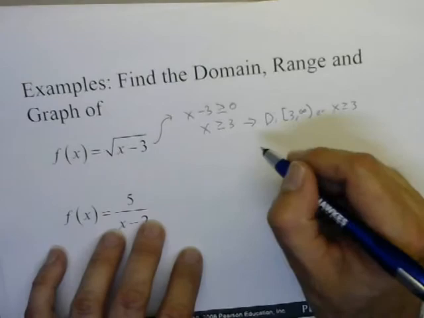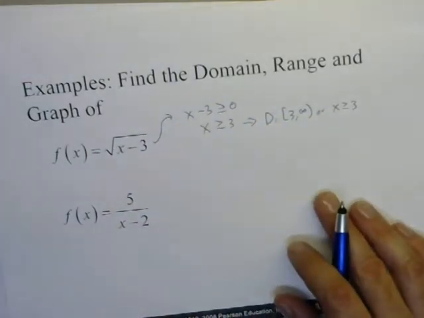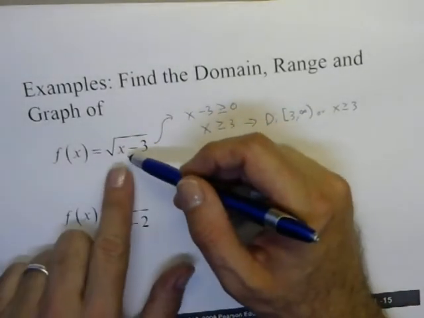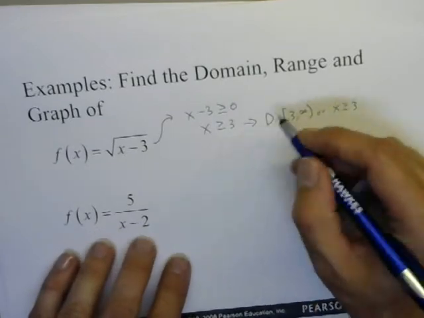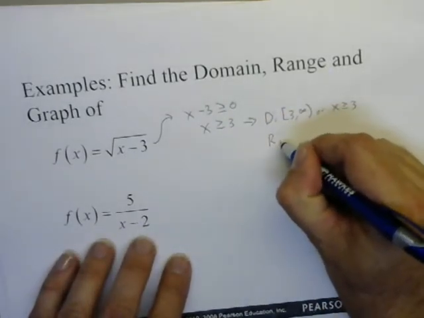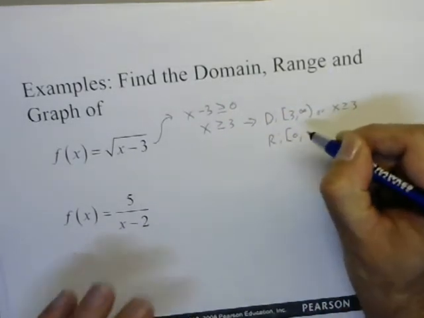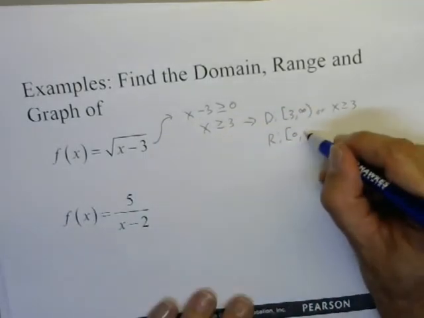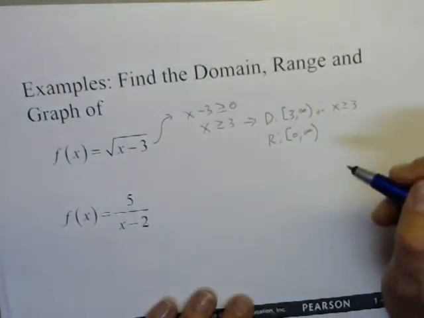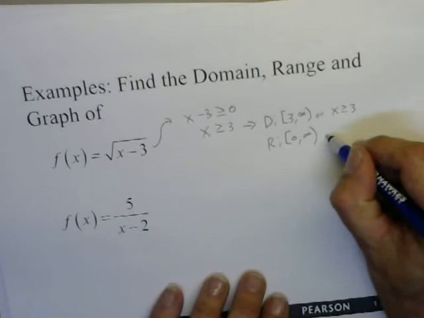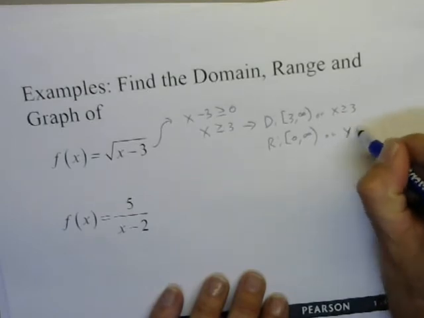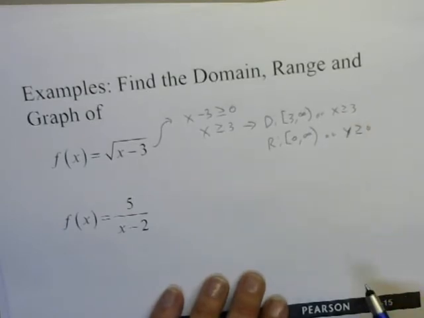As far as the range, well, this is just the graph of the square root of x, and if you think about it, the lowest value you can take is 0 when x is 3. So in this case, the minimum value it could take would be 0, and then as you make x larger and larger, you can take the square root of any number that you want, right? Or again, you could just say y in this case is greater than or equal to 0.